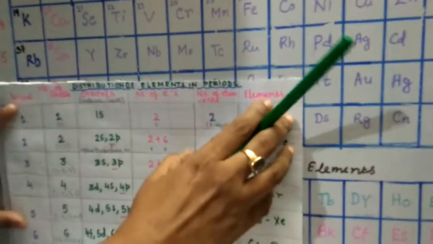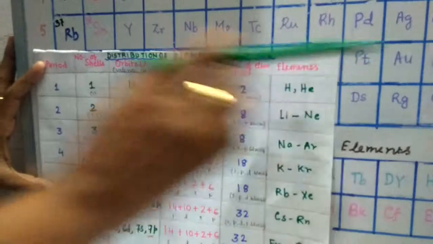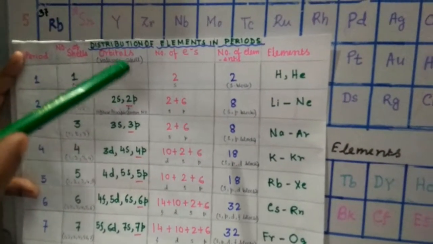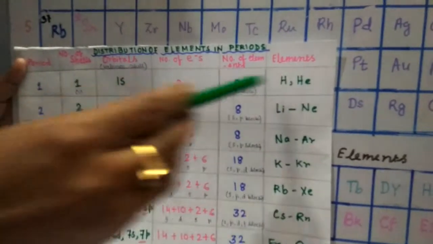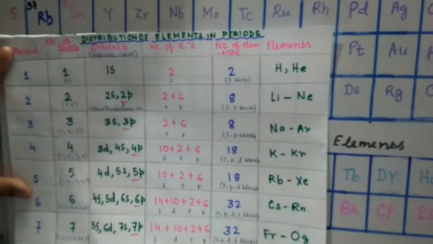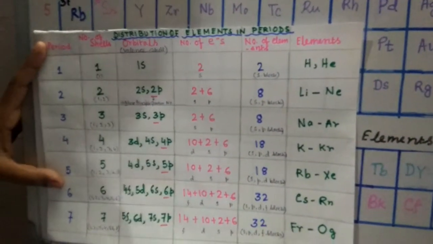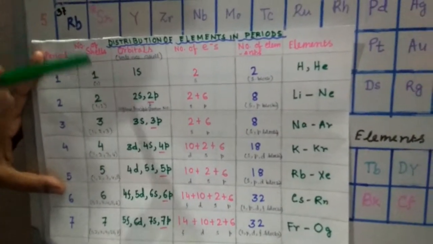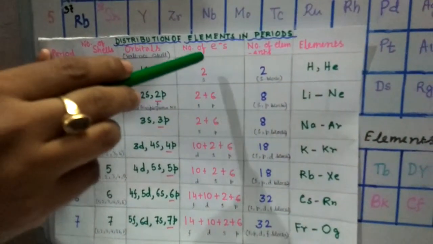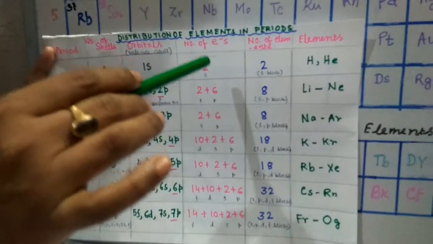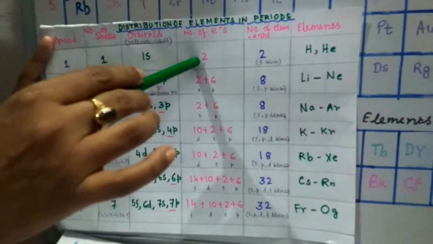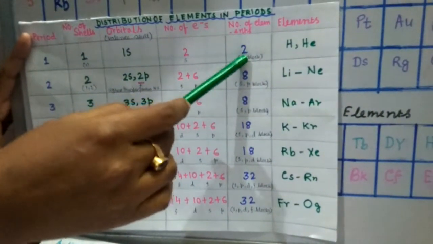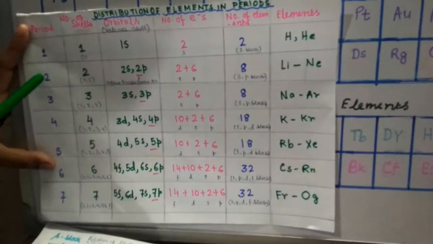Here you see I have written for period 1. For period 1 you have the electronic configuration 1s1, and we have elements hydrogen and helium. So the number of cells present there is 1s only, so the number of cells is 1, and you know that an s orbital can contain a maximum of 2 electrons, so the number of electrons is 2, so the number of elements in period 1 will be 2.